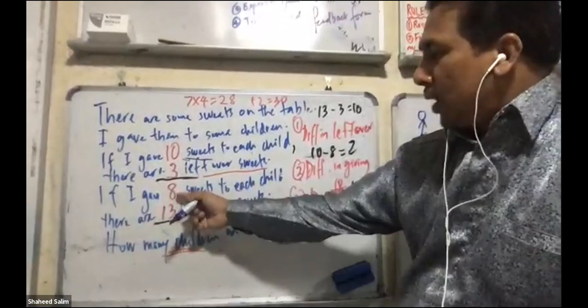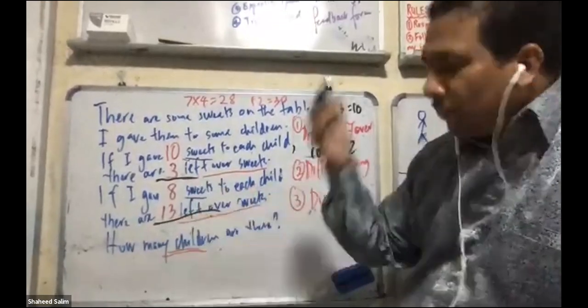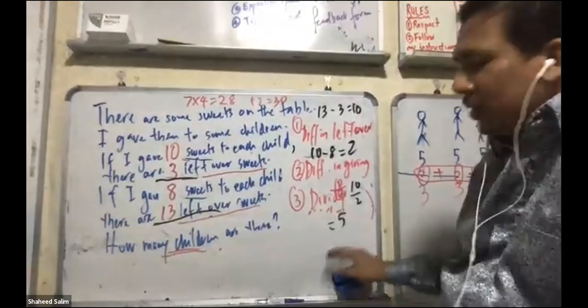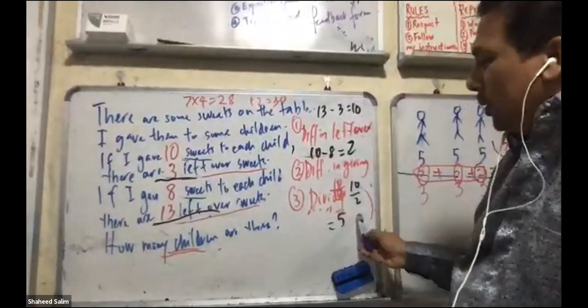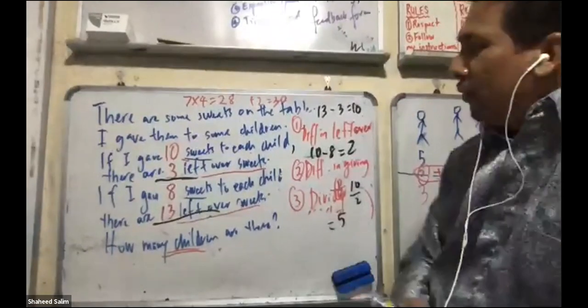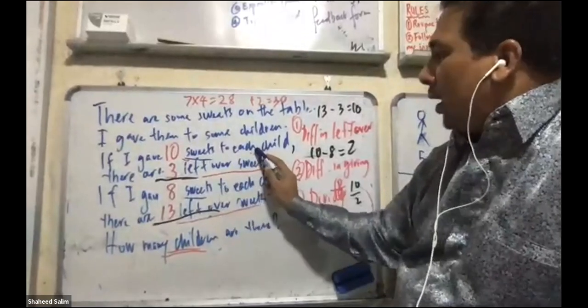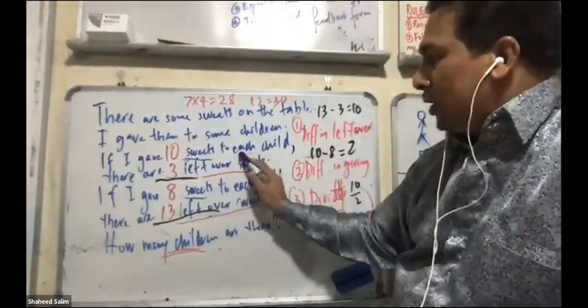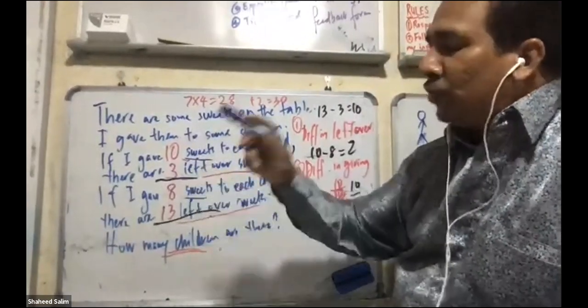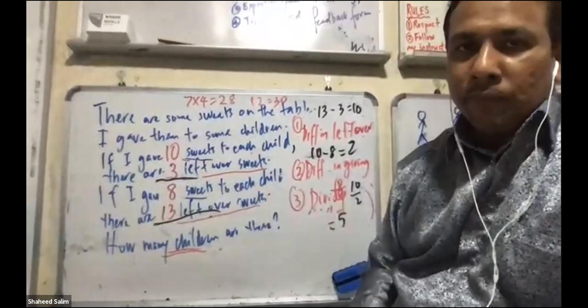We can do this down here. So 8 times 5, 40 plus 13, 53. Total of 53 sweets. There are only 5 children. When you get the children, you can find how many sweets there are in total. 10 sweets per child, 10 times 5, 50 sweets plus 3 left over, 53 sweets in total.